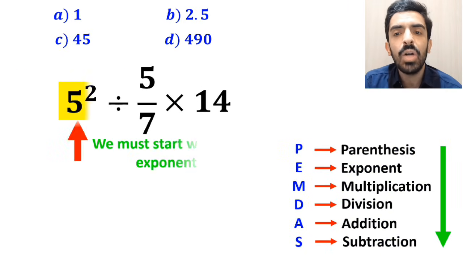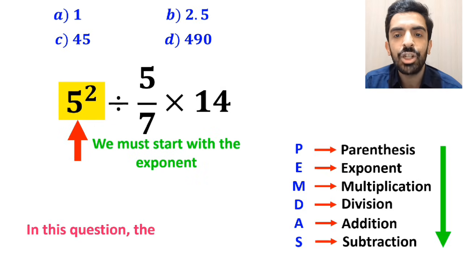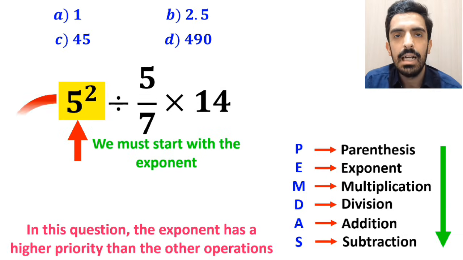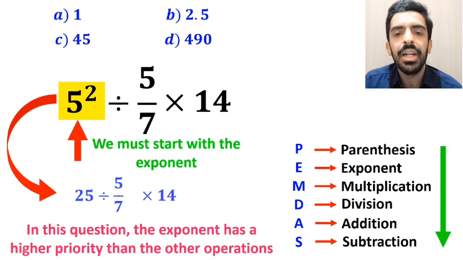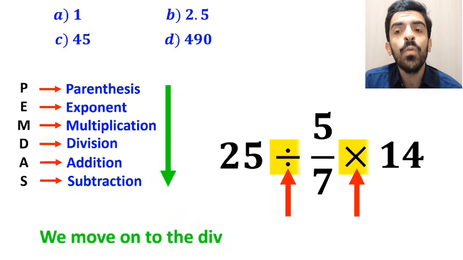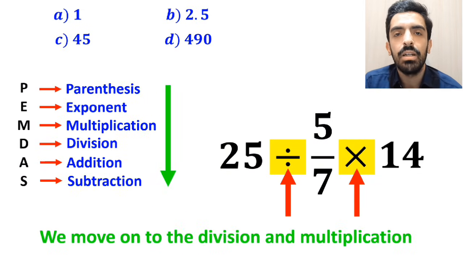Okay, first we must start with the exponent, because in this expression, exponent has a higher priority than the other operations. So, instead of this expression, we can write 25 divided by 5 over 7 multiplied by 14. And the next step, we need to move on to the division and multiplication.